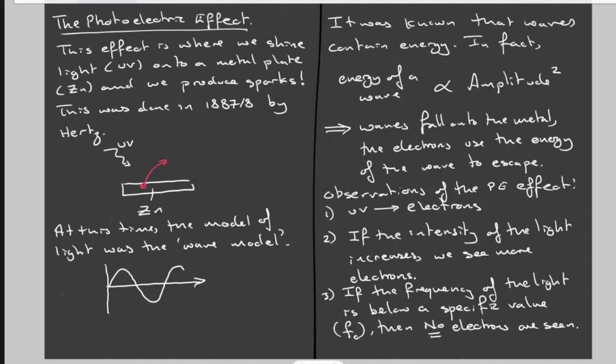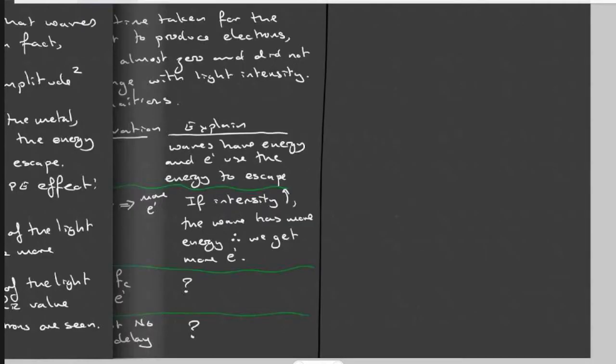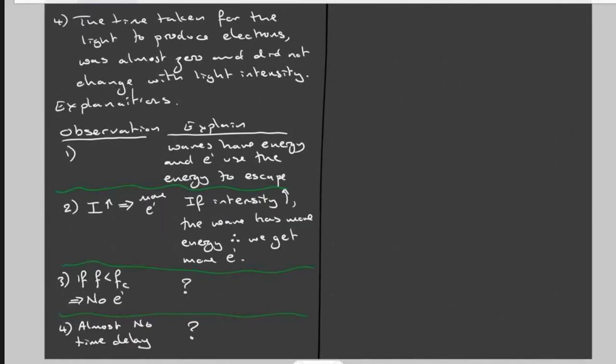Number 3, if the frequency of the light is below a certain specific value that depends on the specific metal, so lead, for example, would have a different value than tin or iron or zinc, and this frequency is called the cutoff frequency, or sometimes the threshold frequency, then no electrons are observed. That was a problem. When the frequency goes below a certain value, we don't see any electrons, no matter how bright we make the light, and no one could explain that.